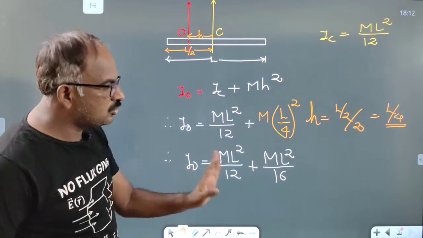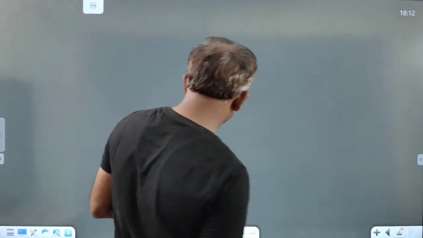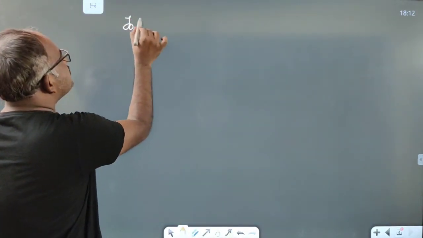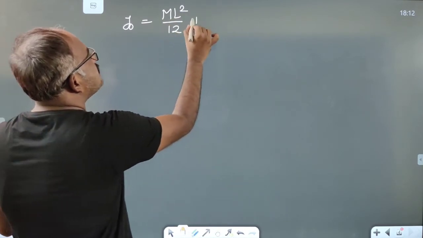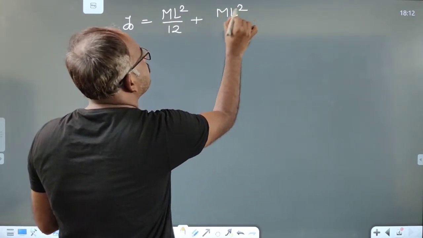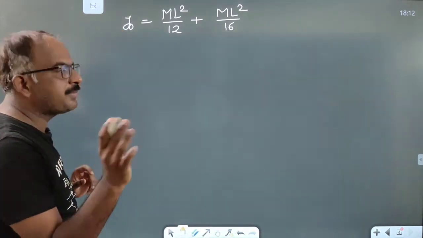We have IO is equal to ML square by 12 plus ML square by 16.